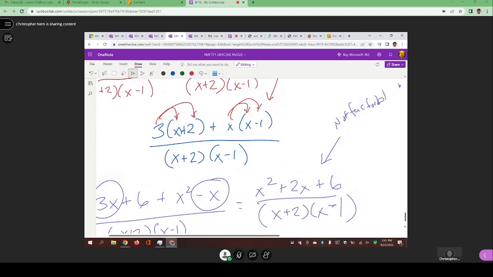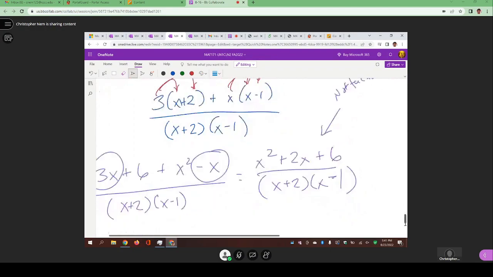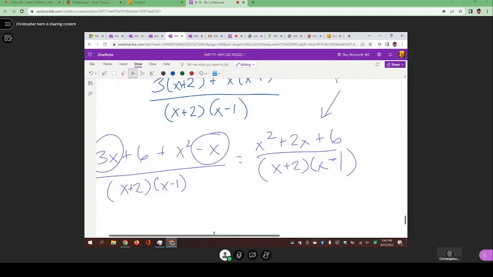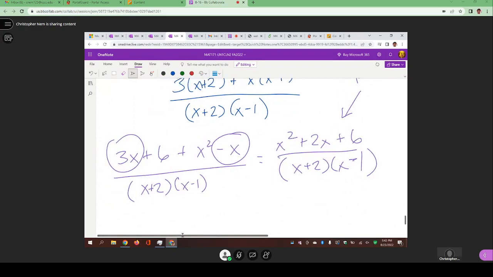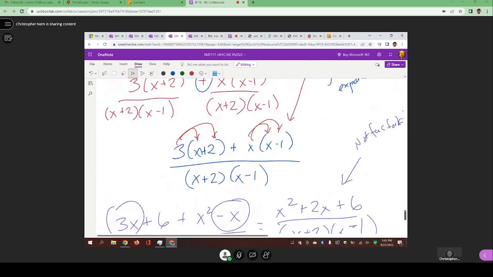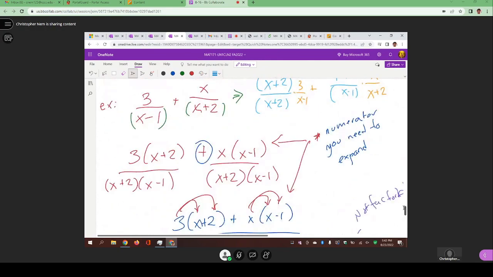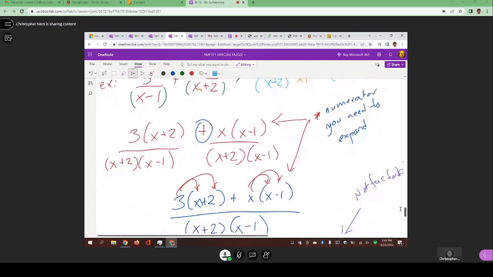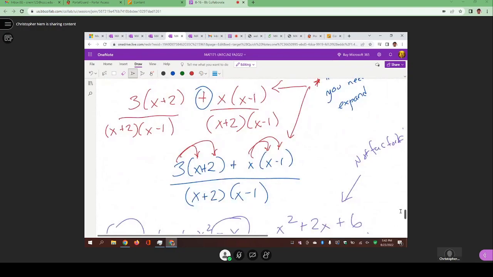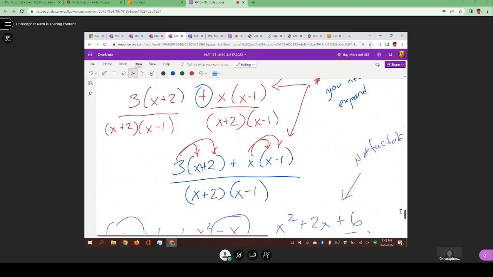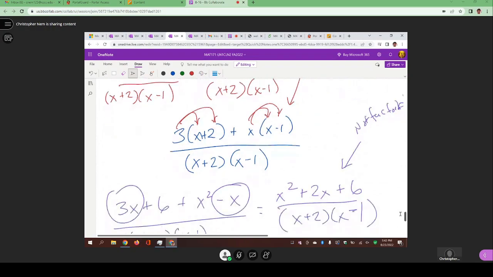Why? Because the factors of 6 are only 1 and 6, and the other one is 2 and 3. No option possible will give me 2 if I add them together. So this is not factorable. However, if it was factorable, because you combine like terms, you would have to do some cancellation. So that's the reason why I say when you do an addition or subtraction, you might actually have to expand the numerator. You will generally need to expand the numerator. Your denominator, I do not recommend multiplying them out. But your numerator, yes you do.